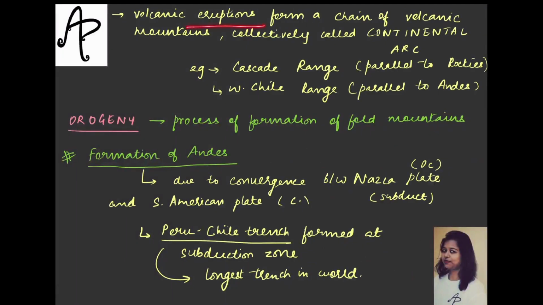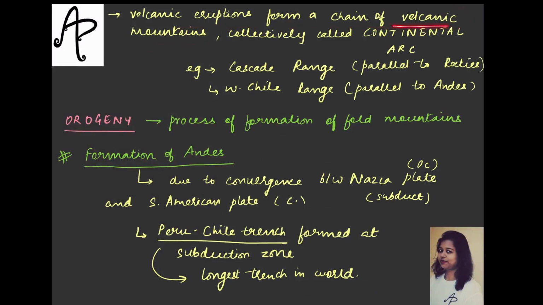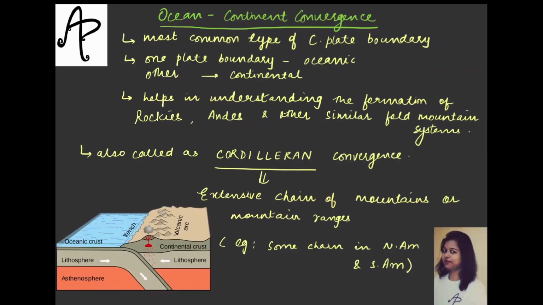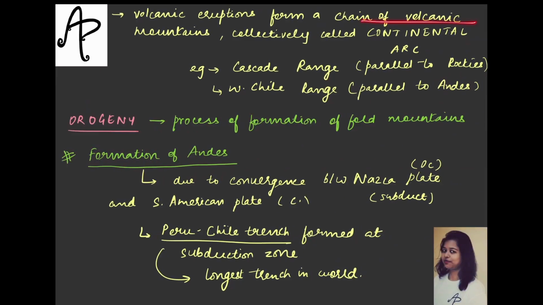Now the volcanic eruptions, as we have just said, will form a chain of volcanic mountains, and this chain of volcanic mountains is collectively called a continental arc. This is the definition that you have to remember. That is why in the introduction I told you about the formation of continental arc. So this chain of volcanic mountains which results from the volcanic eruptions is called a continental arc.